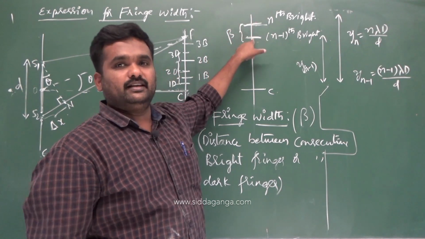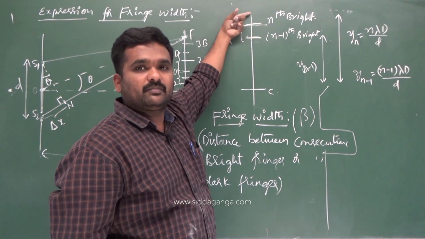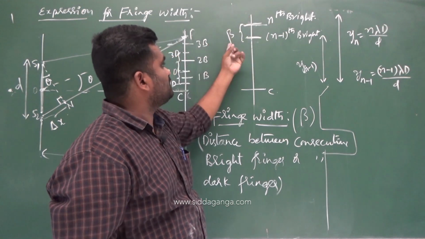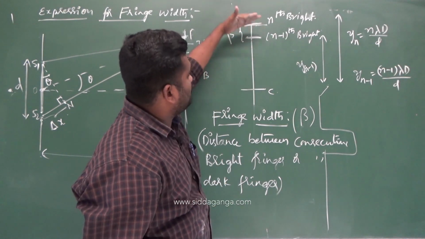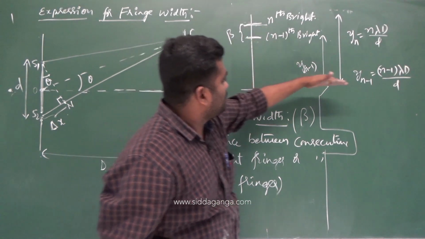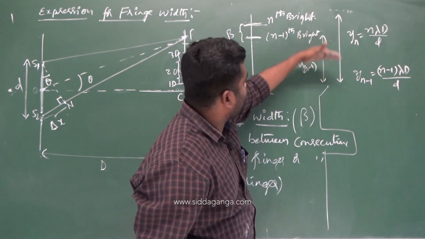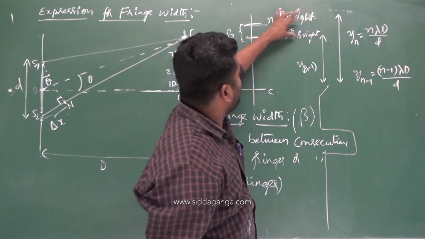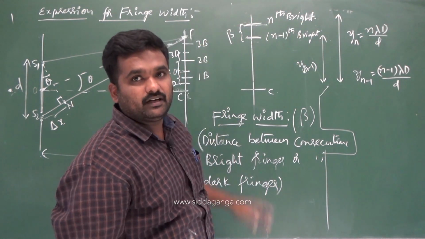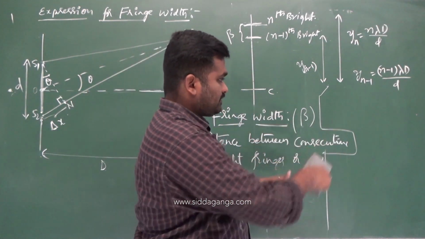Before that what do you have? n minus 1. First one is n minus 1. After that we finally get the nth bright fringe. Distance between those two bright fringes is the fringe width. Means I need to subtract from this entire yn. From here to here is yn, the distance of the nth, and the distance of the n minus 1th. If I subtract these two, you are going to get the fringe width. That's what we have to derive. That's what this derivation is all about.